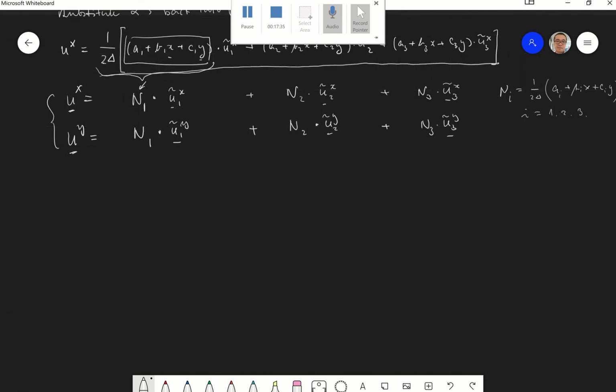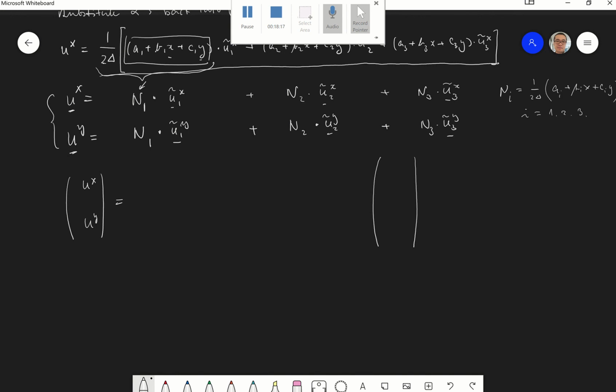If we now write this as a matrix equation, or in the form of matrix times vector gives back another vector, we have on the left hand side ux, uy. So that's the vector we want to get, the displacement at an arbitrary point inside the triangular finite element. And on here, what do we have? We have the displacement at each individual node.